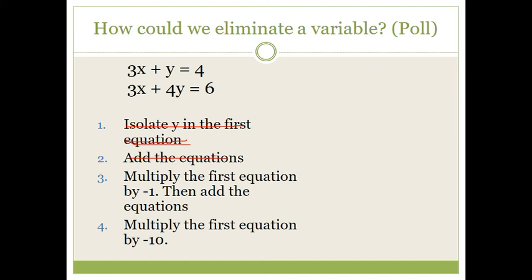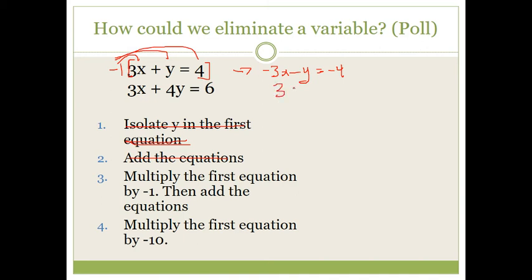Question 3 says I should multiply the first equation by -1 and then add the equations. Well, let's see what happens if I do that. So remember, when we multiply by -1, I'm going to take this entire equation and multiply it by -1. I have to multiply every term by -1, even that 4 out there. So we'd end up with -3x minus y equals -4. Okay, so I multiplied everything by negative 1.